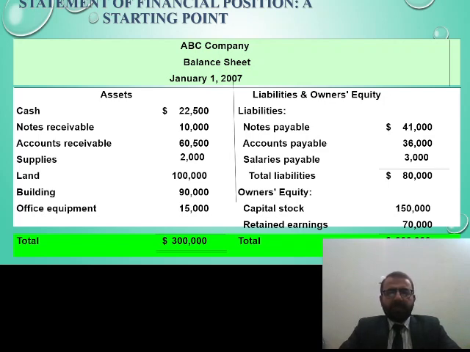On the other side, we have liabilities and owner's equity. In liabilities, we have notes payable of $41,000, accounts payable, and salaries payable. The total is $80,000. In owner's equity, we have capital stock of $150,000 and retained earnings of $70,000. So the totals come out equal: assets are equal to liabilities plus owner's equity.